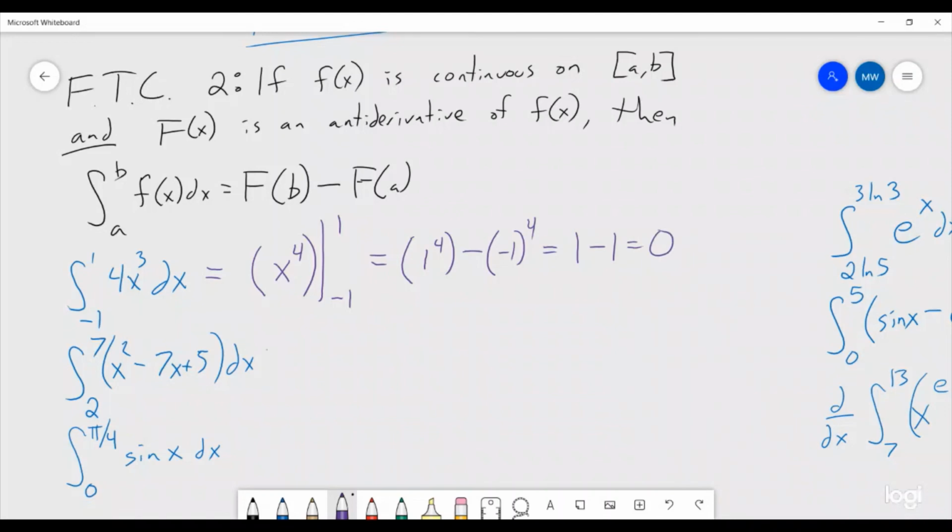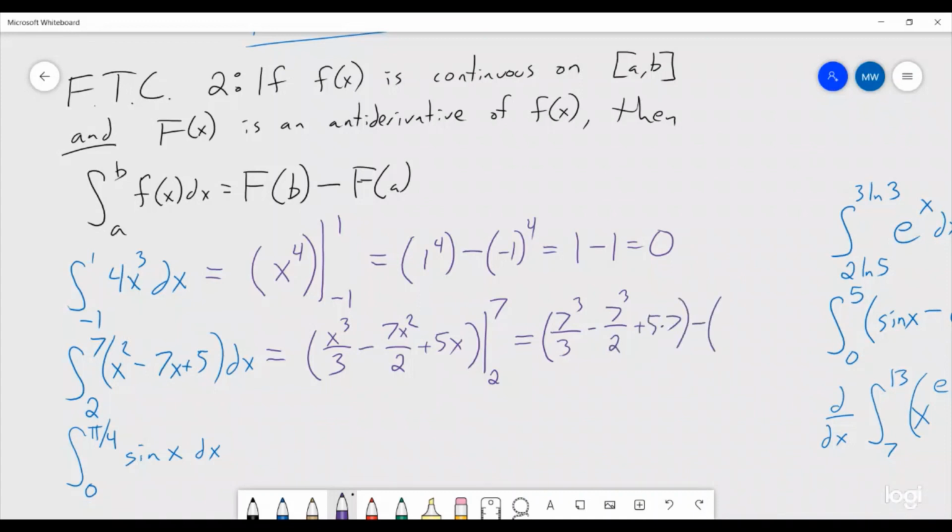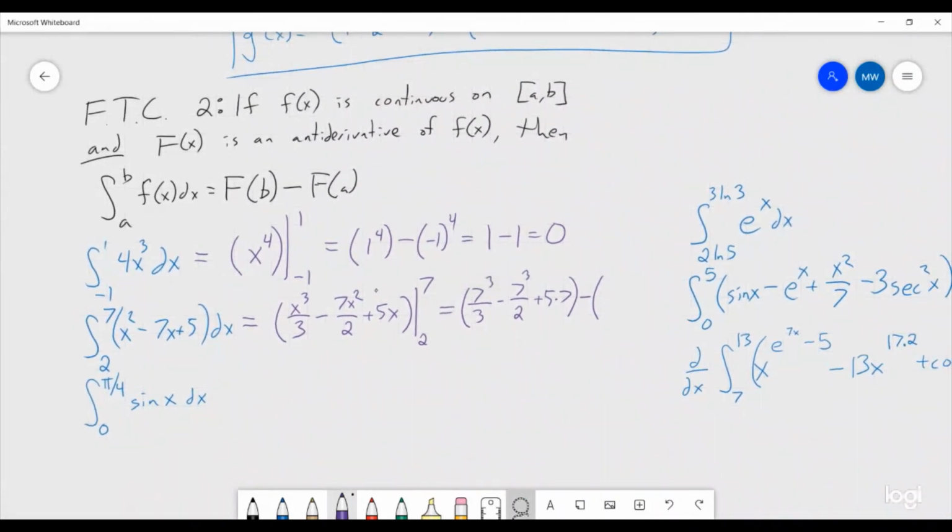How about this next one? We need an antiderivative of that, and we need to evaluate it from 2 to 7. Well, an antiderivative of x squared is x cubed over 3. 7x, that's 7x squared over 2. And 5, that's 5x. So this is going to be that evaluated at 7 minus that evaluated at 2. That's going to be 7 cubed over 3 minus 7 cubed over 2 plus 5 times 7 minus, let's see, might need a bit more space.